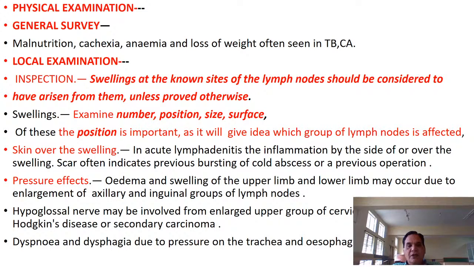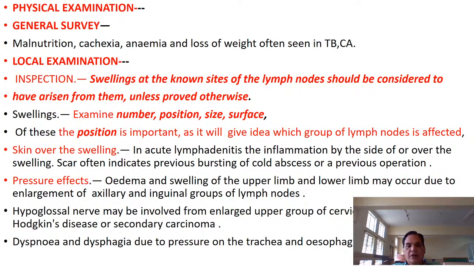Physical examination. For all lymph nodes, it is very common. You have to consider the cause. So in general survey, what will you examine? What type of build the patient has. Because in tubercular or malignant lymph nodes, there is malnutrition, cachexia, anemia and loss of weight. If you see a patient with lymph nodes with these types of signs, think of tuberculosis or malignancy.